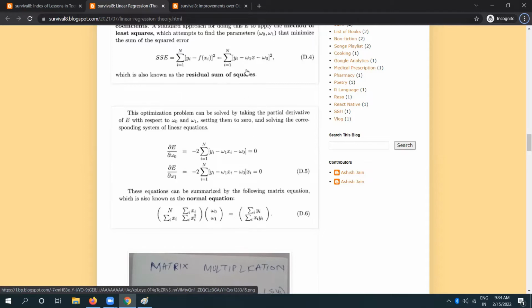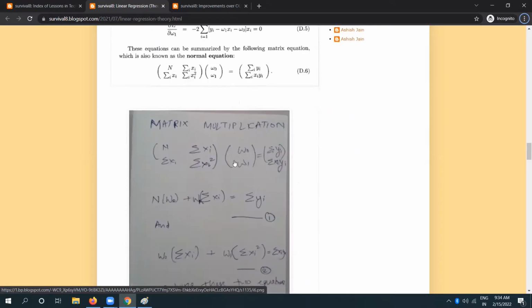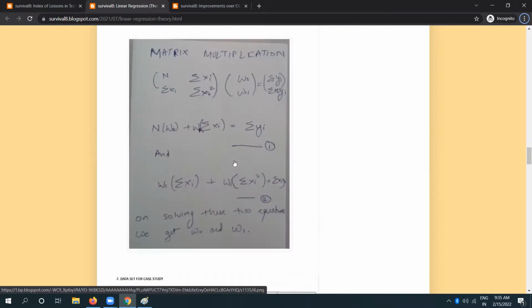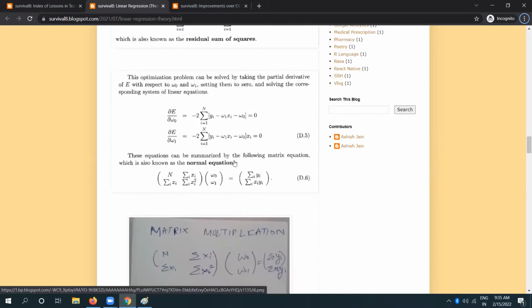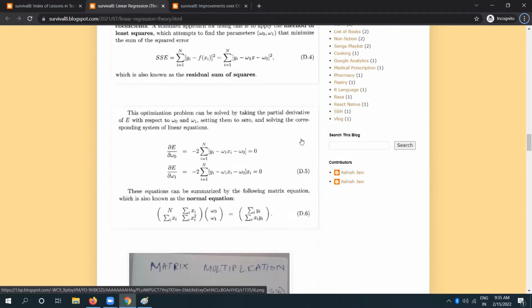Now, if we take the partial derivative of it, we have to set it to 0 also. To solve it, you have taken this as an example. Second, I'll share the equations with you also. The differentiation is of the error function with respect to w naught and w1.